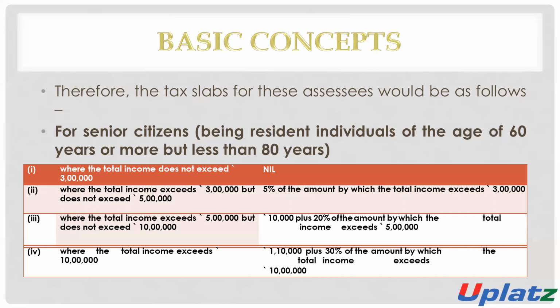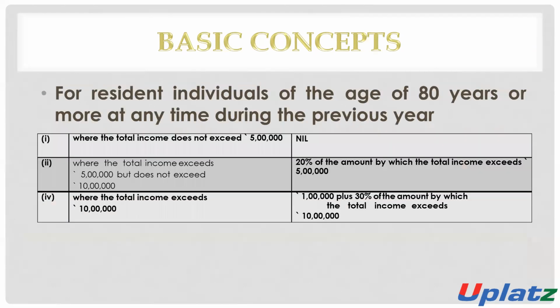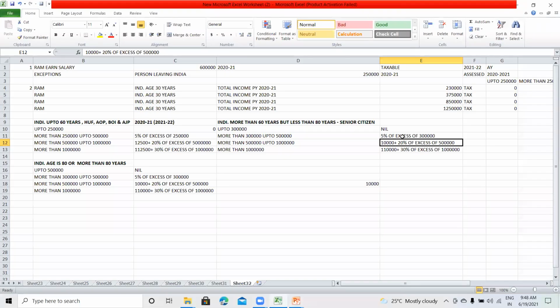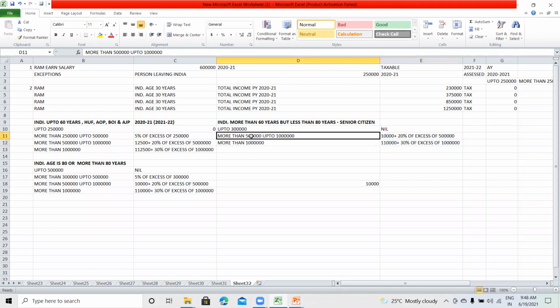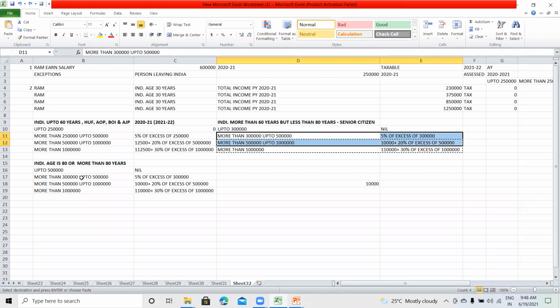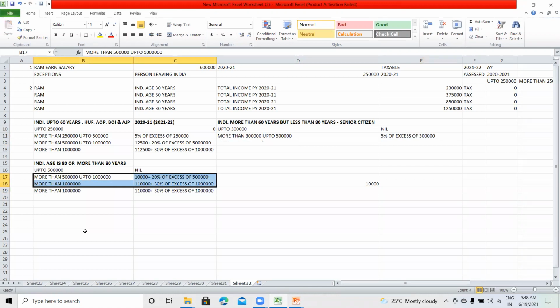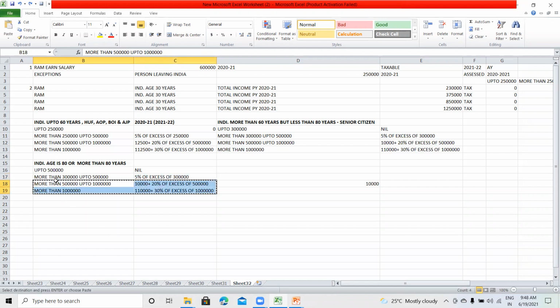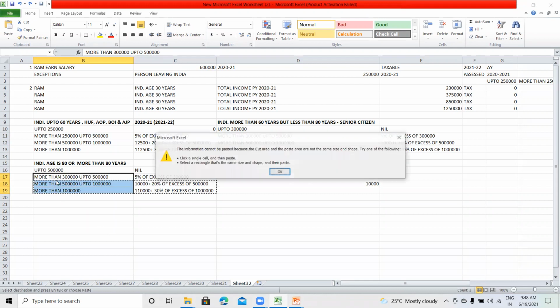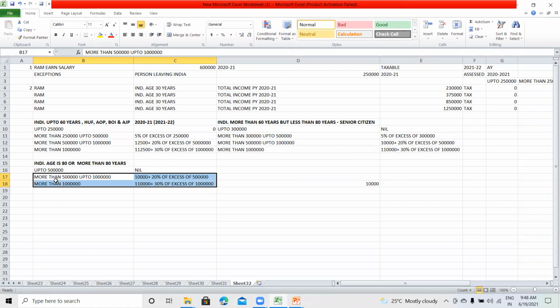This is in the case of a senior citizen. Now, in the case of a super senior citizen, that means the person whose age is 80 years or more, the basic exemption will be increased to 5 lakh. So up to 5 lakh, the tax will be nil.